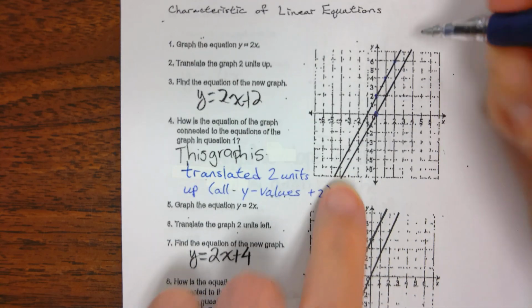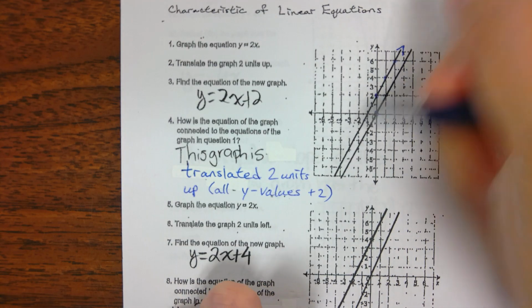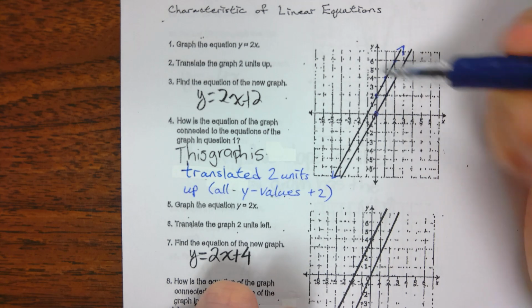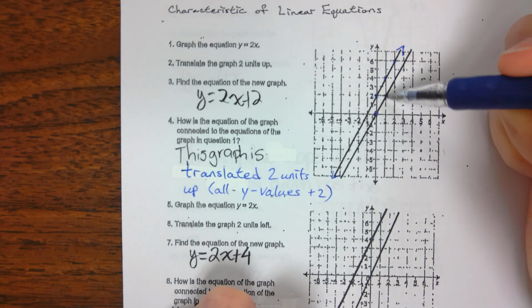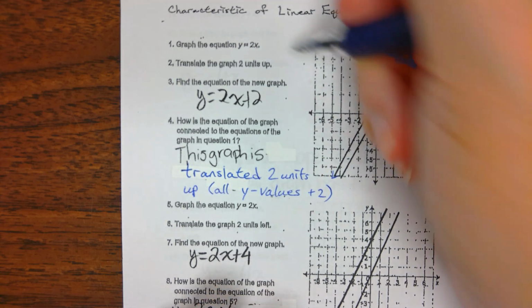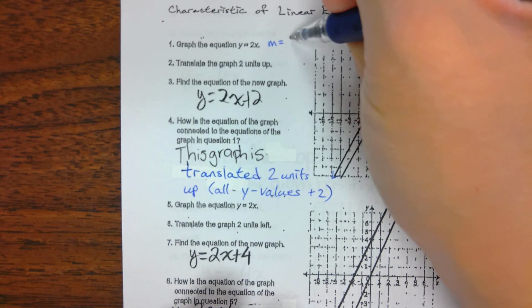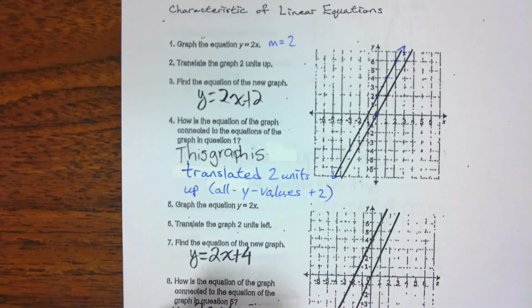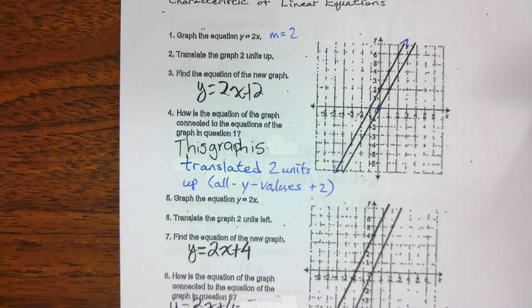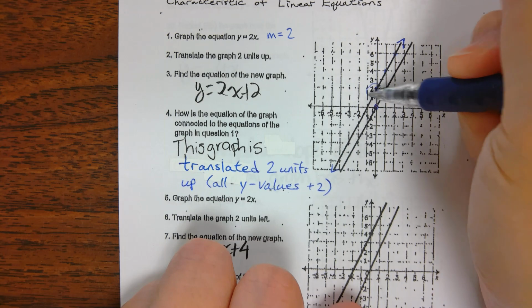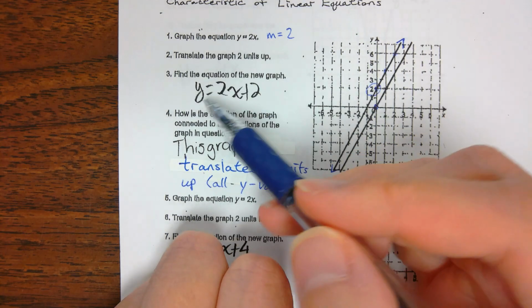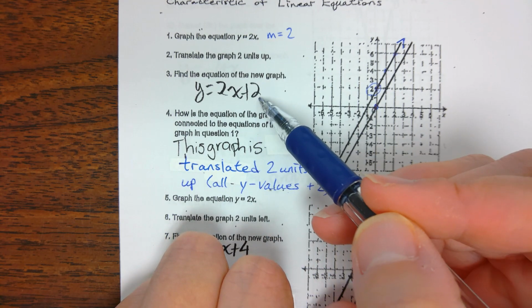parallel lines. For this new line, because we did talk about it, when you have parallel lines, the slope is the same. So here, I know that my slope is 2, so for my new line, I also know that my slope is 2. But what is my y-intercept? My y-intercept now is 2. So my equation is y equals 2x plus 2.